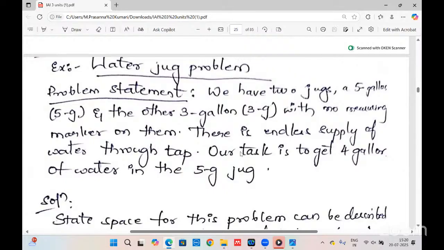So in the second step, what I am going to do is, first I am going to fill this 5G jug. This 5G jug is filled with 5 liters of water. At a time I can fill only one jug, no? So now x equals 5, y equals 0.